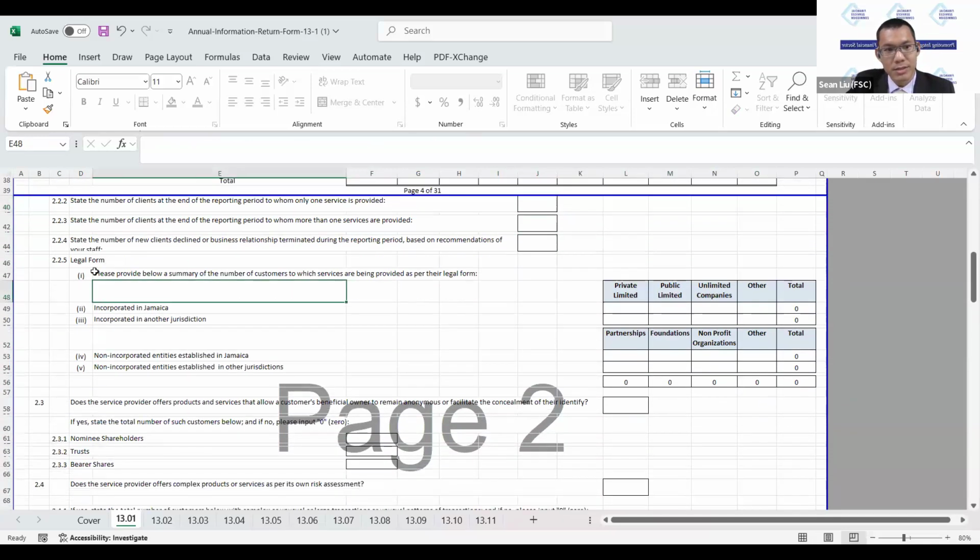Moving on to item 2.2.5. We will ask for the breakdown of services provided to customers, with the key indicator being whether the customer was incorporated in Jamaica or outside of Jamaica, and whether the customer is non-incorporated, still located in Jamaica, or outside of Jamaica. So that's all of this right here.